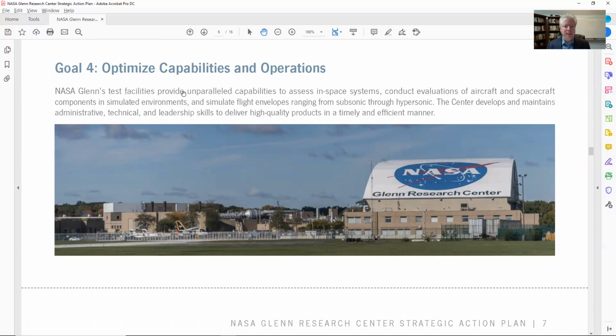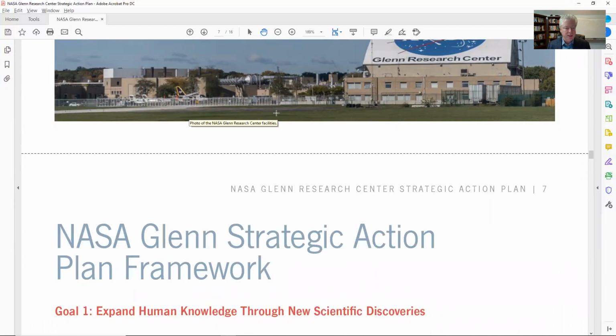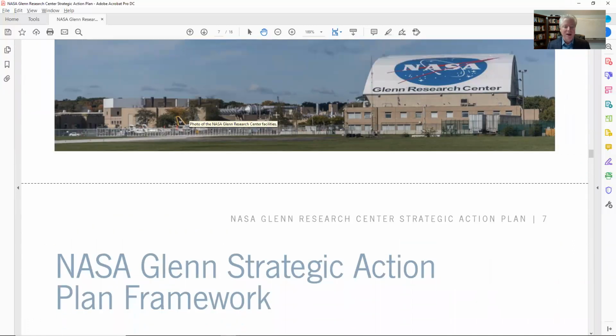Okay, so NASA Glenn's test facilities provide stuff to assess it, evaluation. This is all testing stuff. Develops and maintains administrative, technical, and leadership skills to deliver high-quality products. So this is a big part where my customers fit in, right? The administrative, technical, and leadership skills to help them get the job done. Let's keep seeing what it says. Well, that was the end of it.